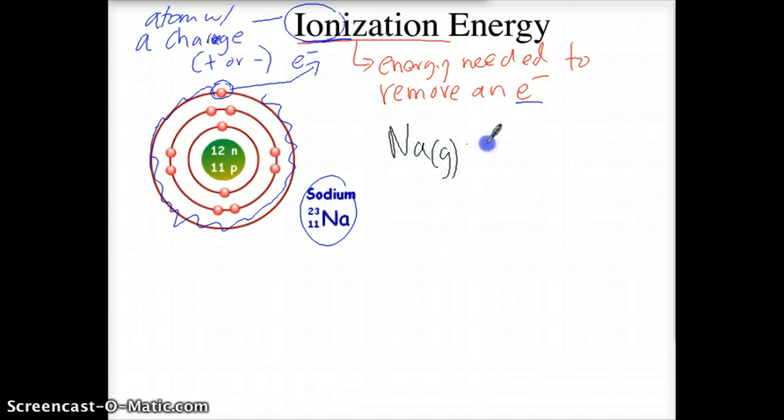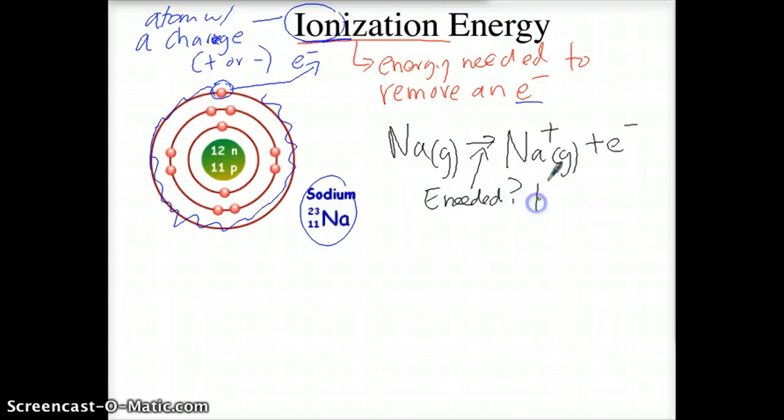So if we express that as an equation, for sodium, Na, let's say it's in the gaseous form, to turn that into Na+, that must have meant that we lost one electron. So this would be an equation for the ionization of sodium. The amount of energy needed to do this would be called the first ionization energy, because it's the amount of energy needed to remove the first electron from this atom.